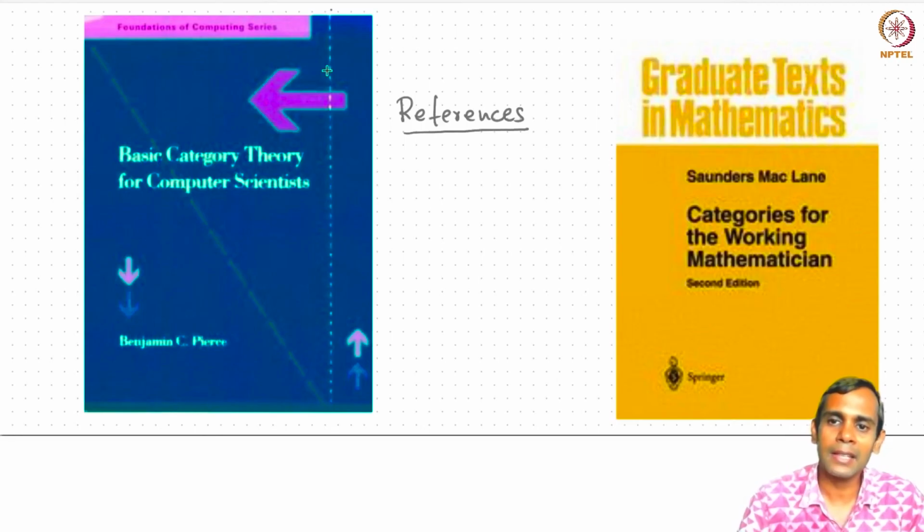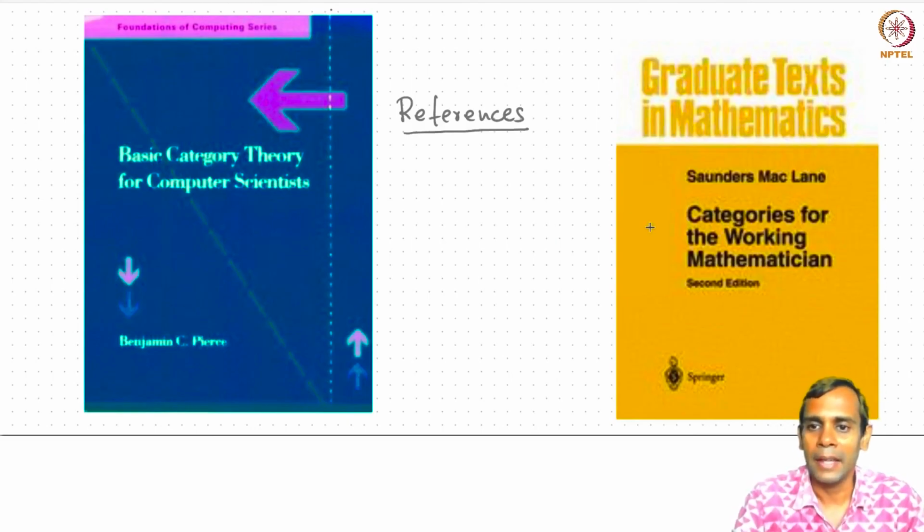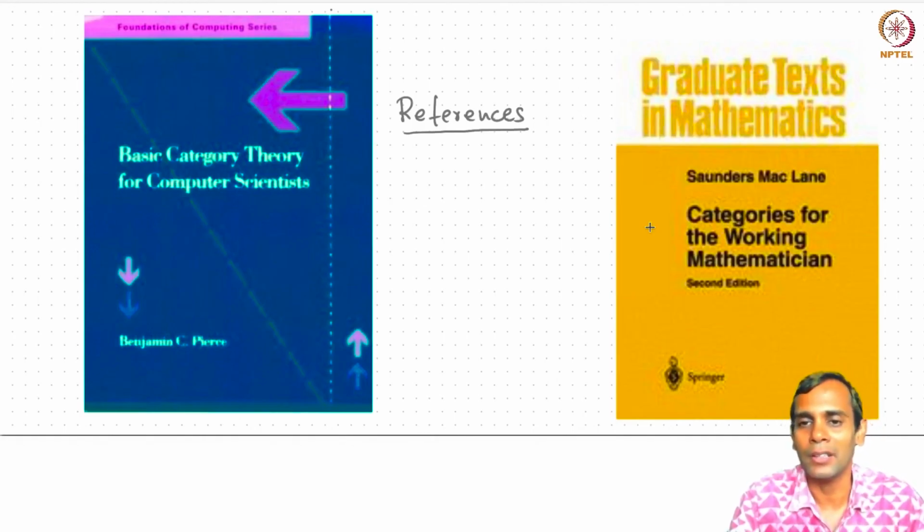The classical textbook for category theory, which I used when I was learning the subject, is by Saunders Mac Lane. It's called Categories for the Working Mathematician. It might be worth taking a look at that as well if you're able to do so.